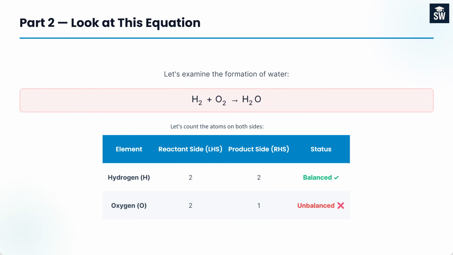Now let us consider, for example, the formation of water. H2 plus O2 gives H2O. So count the number of atoms on both sides. You will get 2 hydrogen on the left hand side, and O2 means 2 oxygen on the reactant side. But when you count the number of atoms on the right hand side, you will get 2 hydrogen and only one oxygen. So we can say that this is not balanced, which means unbalanced, right? So we have to balance the oxygen atom.